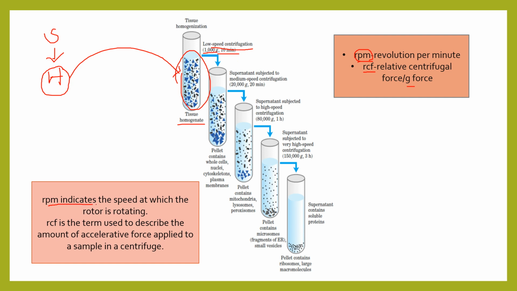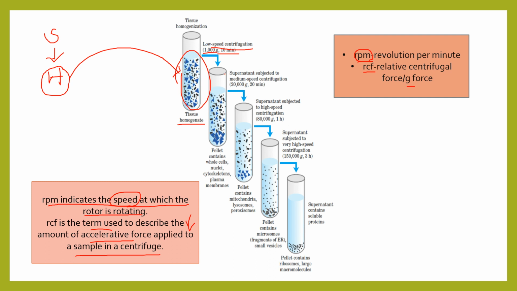RPM indicates the speed at which the rotor is rotating. RPM is about the speed, and RCF is the term used to describe the amount of accelerative force applied to a sample in a centrifuge. That is the force applied to the solution, and RPM is the speed of the rotor.